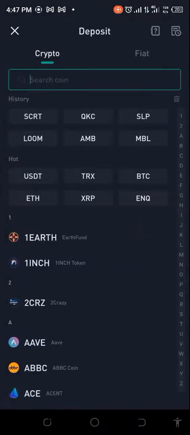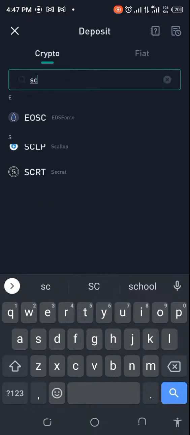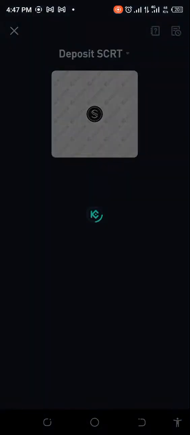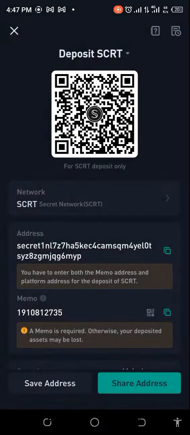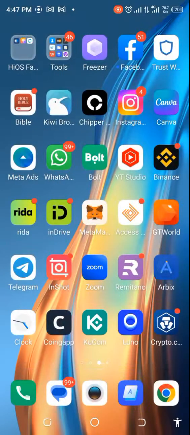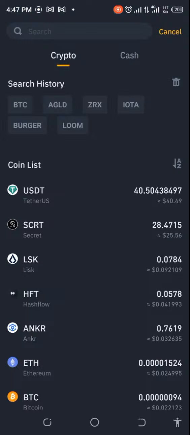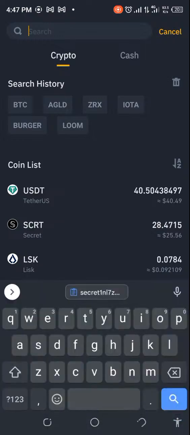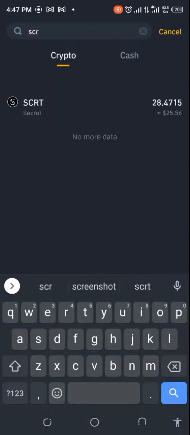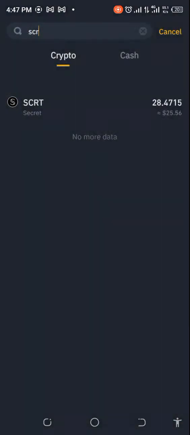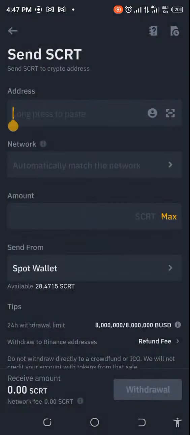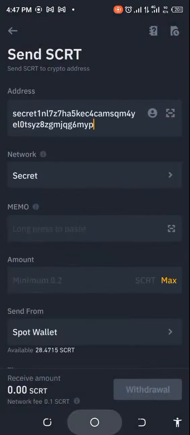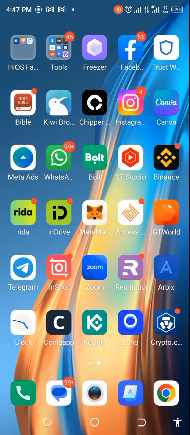Okay, that will be SCRT, and then we pick it. It's the Secret Network, so we go ahead and pick that quickly. Yes, and we copy both the address and the tag. Okay, let's put that there. So we are going to withdraw this. We are withdrawing SCRT. As you can see, the amount is there, so we just have to put in the address, and then we also need to put in the tag.